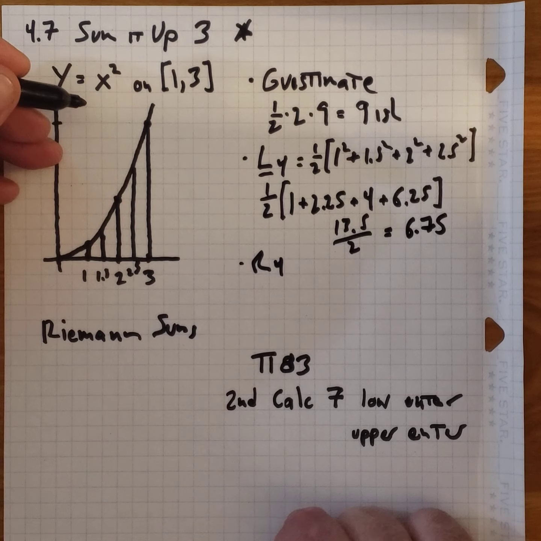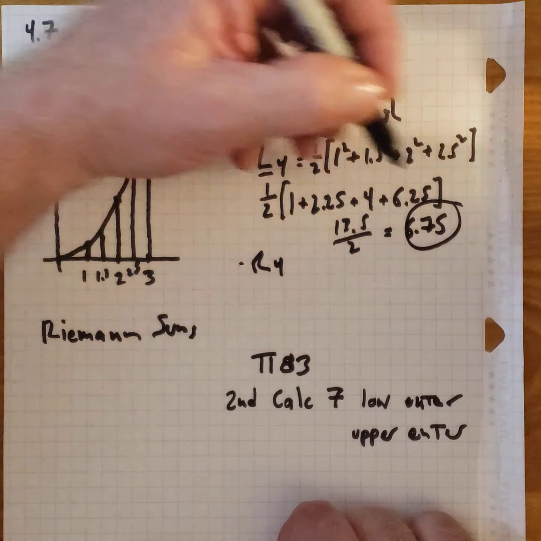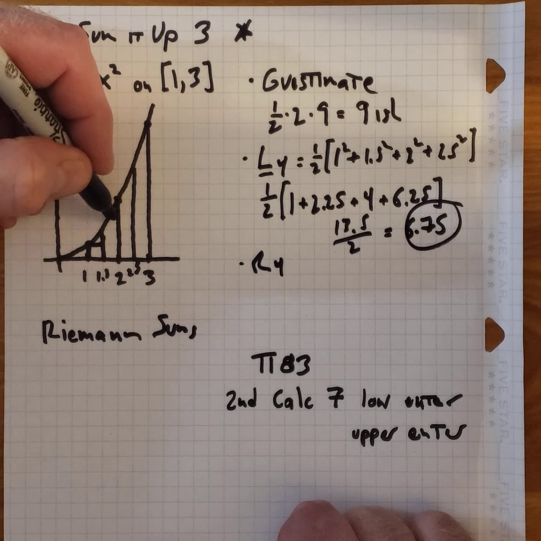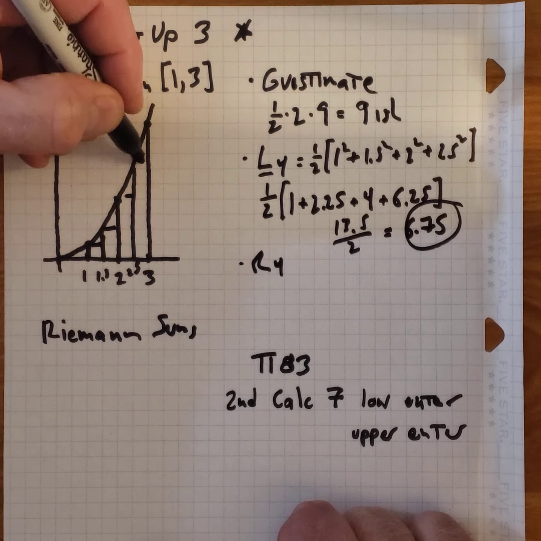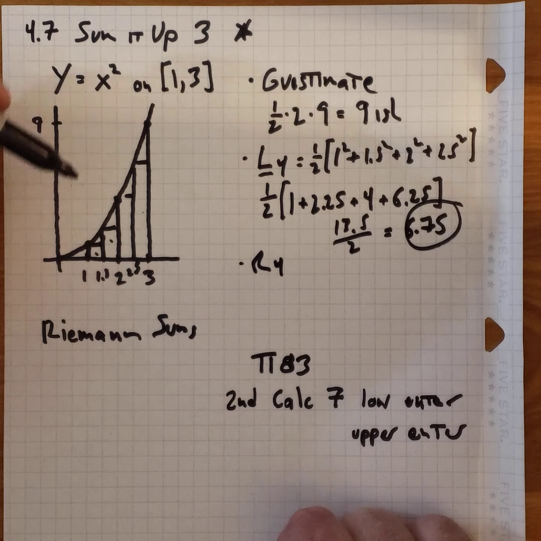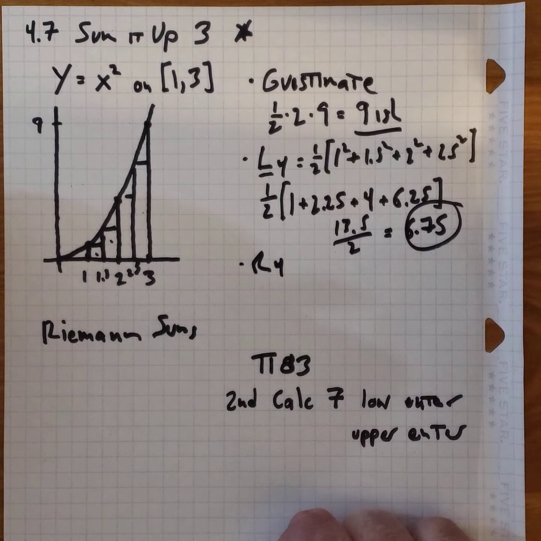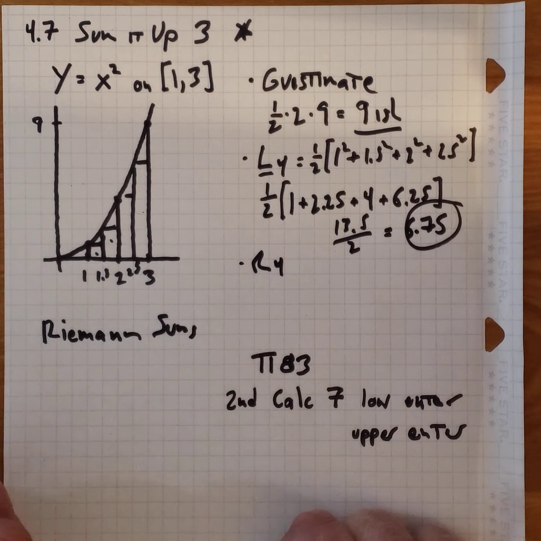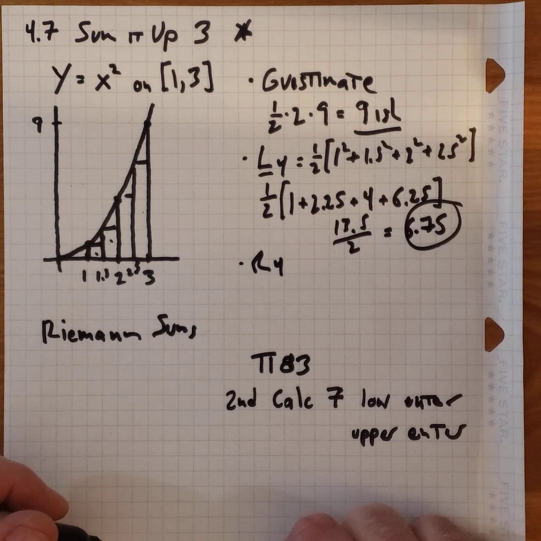And that is going to be an underestimate, right? Because we were taking the height of the rectangle on the shorter end. So we found the area of these rectangles here, and we want it to be less than 9, so that's good. I'm happy with that as an underestimate.